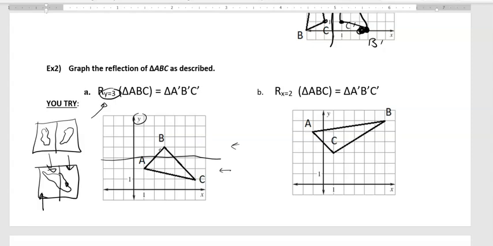That's fine. So any point that's above will go below. Any point that's below goes above. So this point that is 1 above is going to go 1 below, B prime. 1 below goes 1 above, A prime. 2 below goes 2 above, C prime. And just make sure that it looks right-ish. Yeah, that's good enough. Anybody have any questions on that?